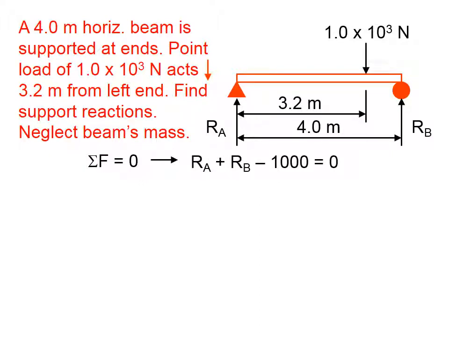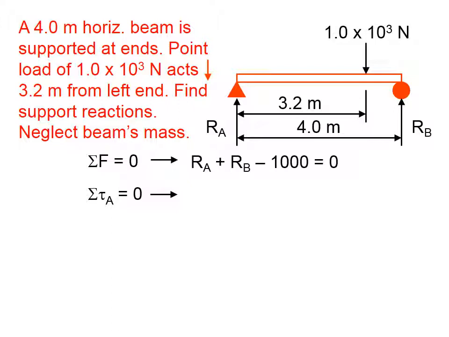Let's first write a force equation. If I choose up to be positive, Ra, the reaction at A, is acting upward, the reaction at B is acting upward, the 1,000 newtons is acting downward. So that's why the force equation looks like that. Now clearly that's not going to be enough to solve this problem because we only have one equation, but we have two unknowns, Ra and Rb.